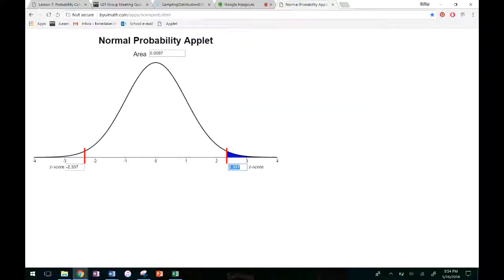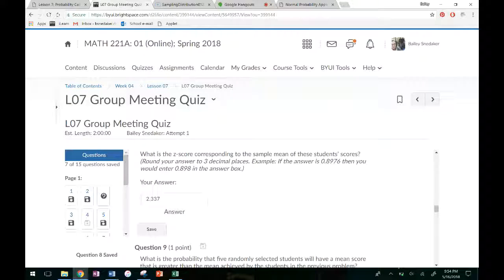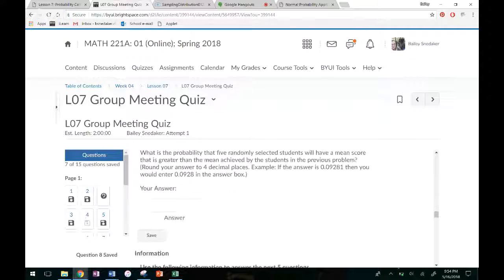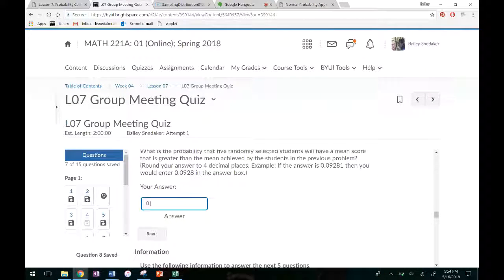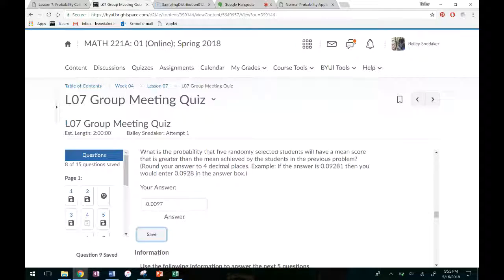So 0.0097. Oh, so it would just be 0.00... no, 0.01. Right? Round your answer to 4 decimal places, so we can put 0.0097. Okay, awesome. All right.